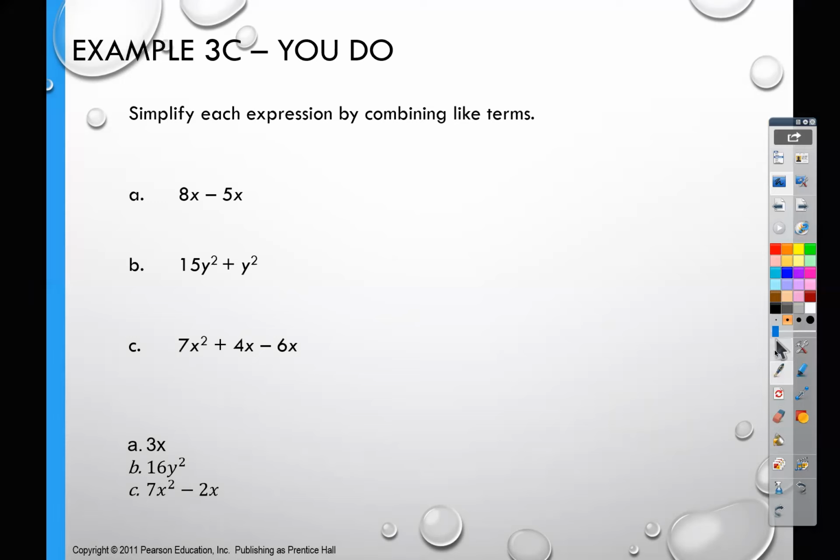So let's look at C for a second. So we have 7x squared plus 4x minus 6x. Now you can only combine these two because those are the only like terms, which is how I got -2 at the bottom, because 4 minus 6 is -2.